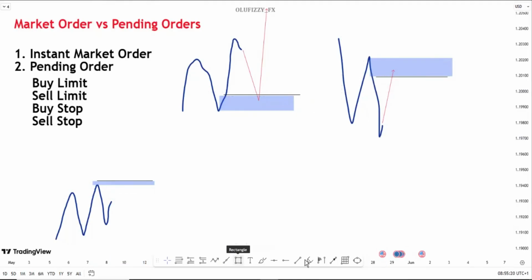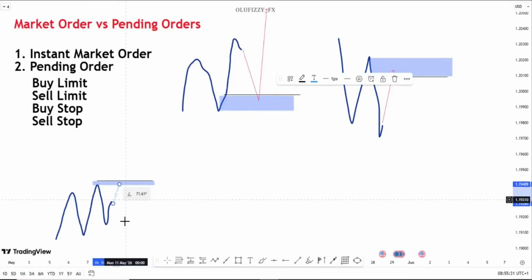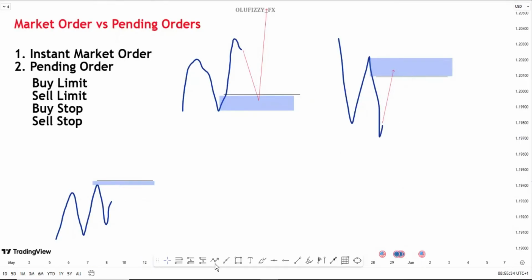But in most cases, you can use this when you are expecting price to break a zone like this and continue the movement, because price can do something like this: come to that zone and start selling. Maybe you are trying to avoid that kind of situation and just decide that if price breaks this zone, you want to continue the buy. So in that case, you can use a buy stop order. Your trade is going to execute instantly. It's going to open once price gets to that zone.